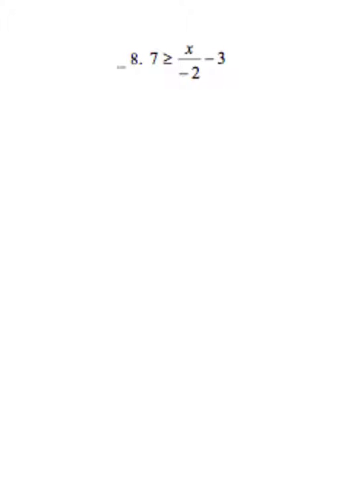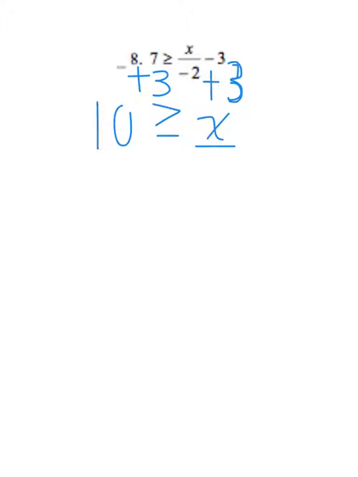Problems 8 through 13 cover the matching section, and I start by just solving these as if I were to solve any other equation. So on this first one, I will be adding 3 to both sides. And that will give me 10 is greater than or equal to x over negative 2. Then I will be multiplying by negative 2 to cancel that from the bottom. Do that to both sides.